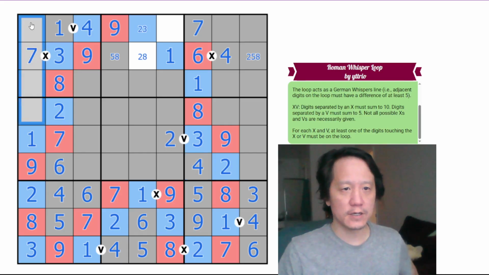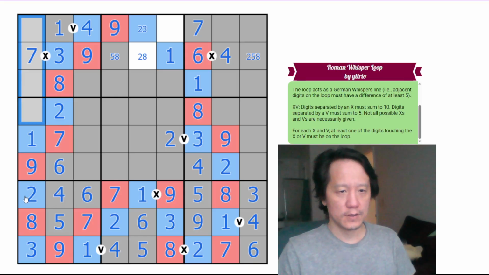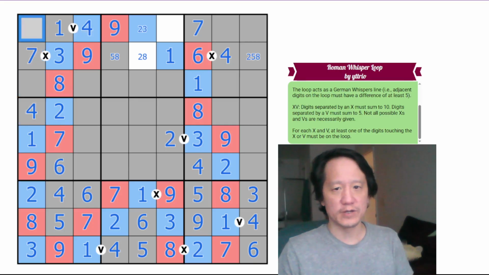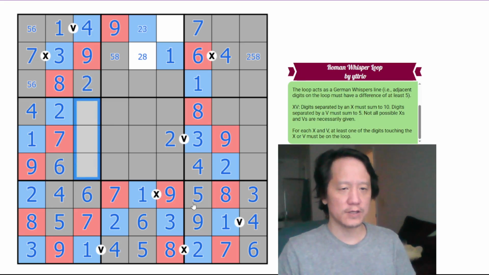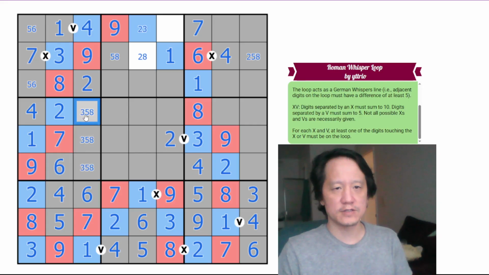Remaining digits in column 1. We have 4, 5, and 6, and neither of these could be 4 because of the 4 in the box. So this is 4. That makes this a 5, 6 pair, which means in that box we only have a 2 remaining for the final cell. So that's 2. That leaves these digits as 3, 5, and 8. This can't be 8. This can't be 3.